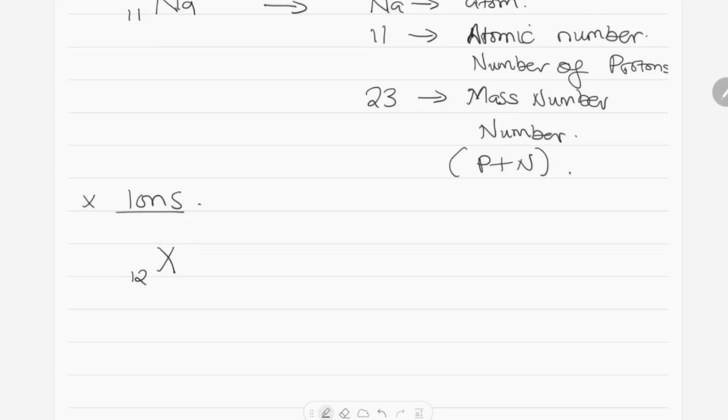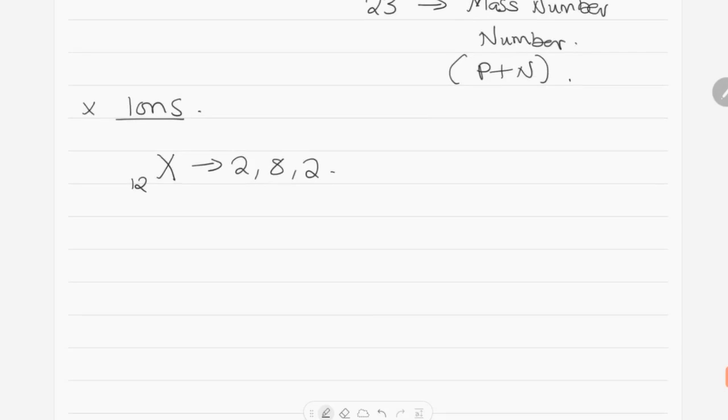atomic number 12. So electronic configuration in this case is 2,8,2. Which means that this atom X is going to lose the 2 electrons and it will become an ion. Now when writing the symbol for the ion, you're not supposed to write X plus 2. This is very wrong. You're supposed to say X 2 plus. So the number of electrons it has lost comes first, and then the charge follows.